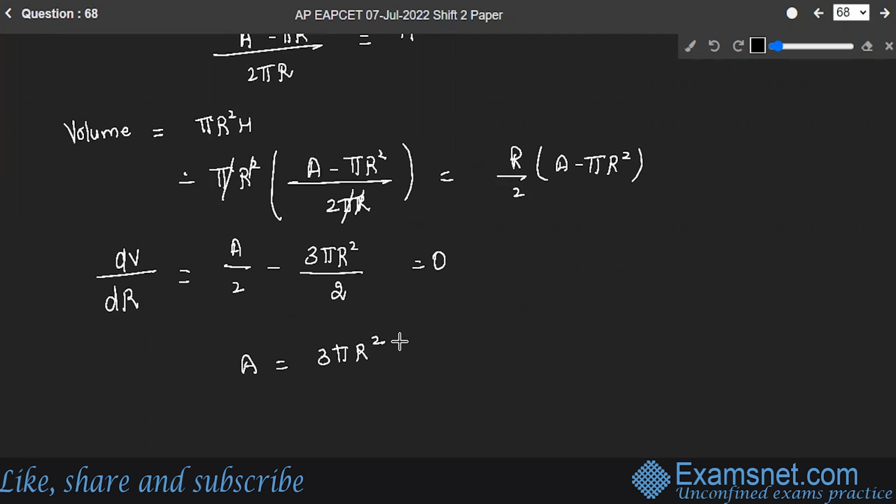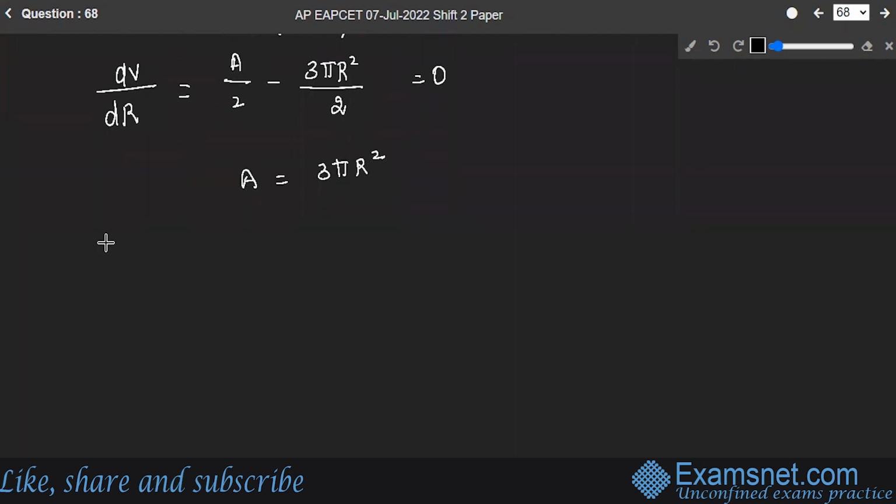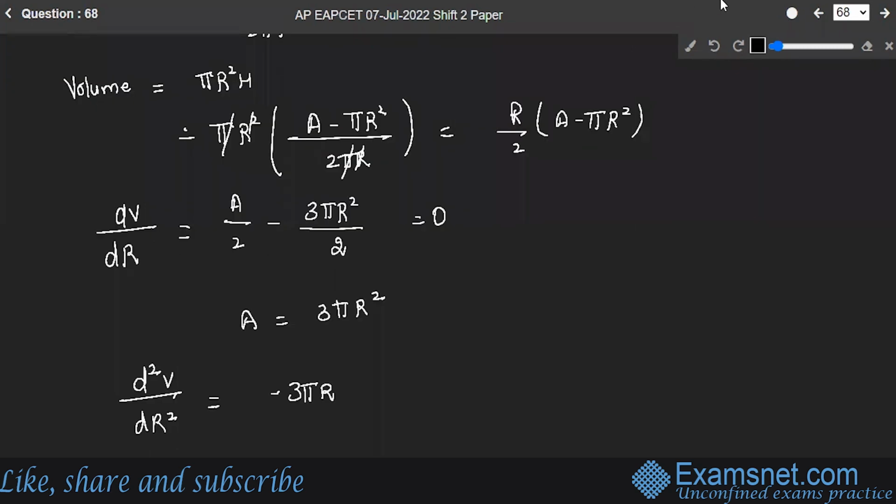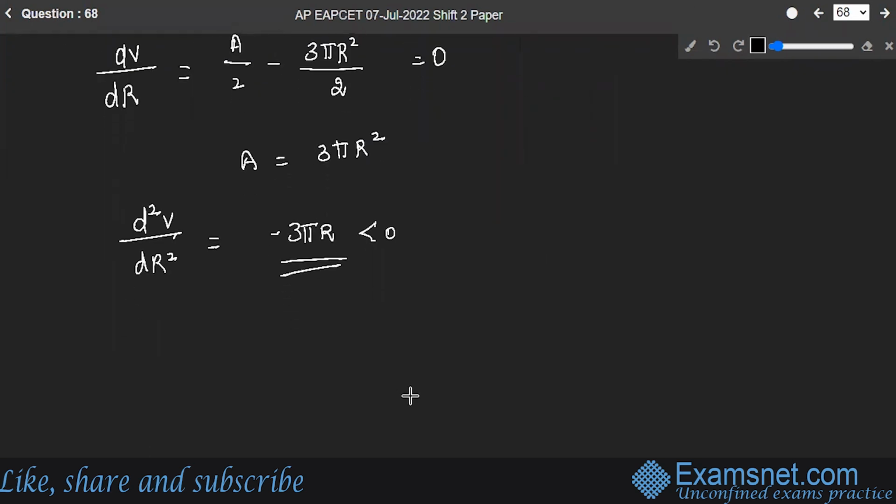Right? And now let's find the second derivative of it. So d square V upon dr square is equal to minus 3 pi r, right? So this is less than 0. That means at area 3 pi r square, we have the maximum volume.